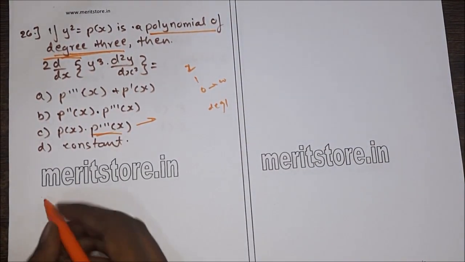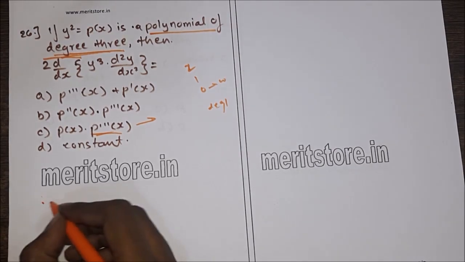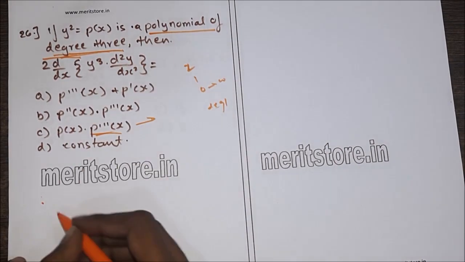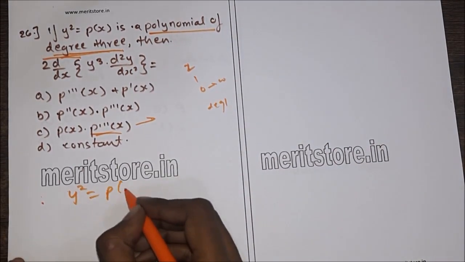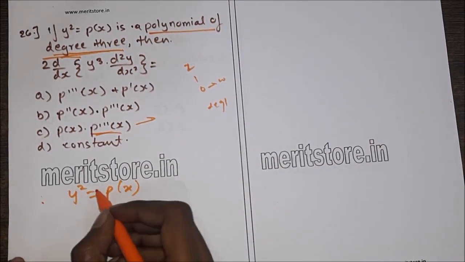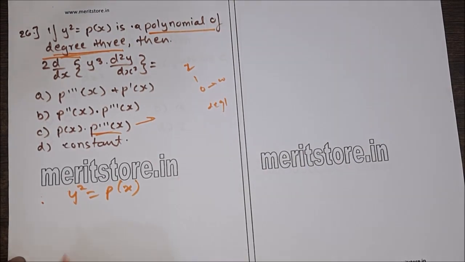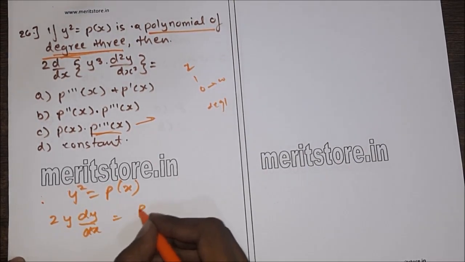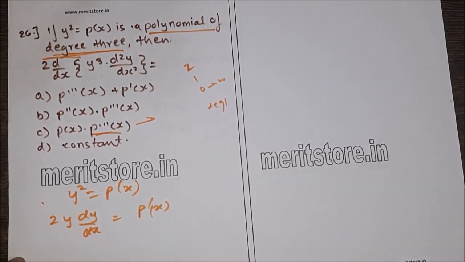So first we find the double derivative of y. y square is p of x. Now we differentiate it with respect to x. We have 2y dy by dx is p dash of x. That is, 2 dy by dx equals p dash of x upon y.